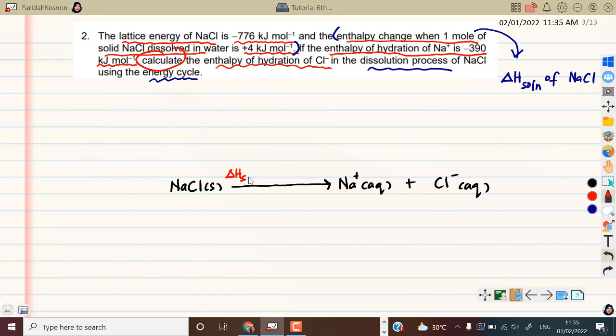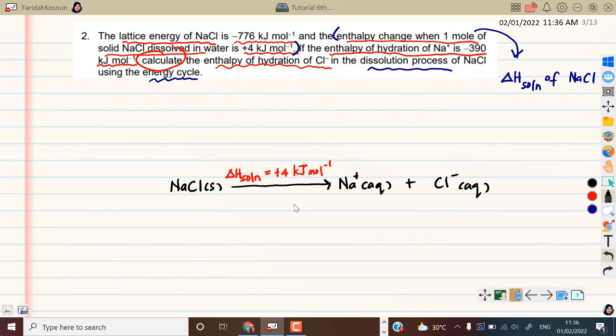So when you are going to construct an energy cycle, you kena salin thermochemical equation yang terlibat, labelkan delta H on the arrow and put the values including the sign. So here is positive 4 kilojoule. Alright, tak payah per mole sebab memang kita faham ini adalah untuk per mole. Okay, dalam cycle ni tak payah letak per mole. Nak letak pun tak ada masalah. Actually it is okay. Tak ada masalah sebab soalan ini melibatkan 1 mole ion tu semua.